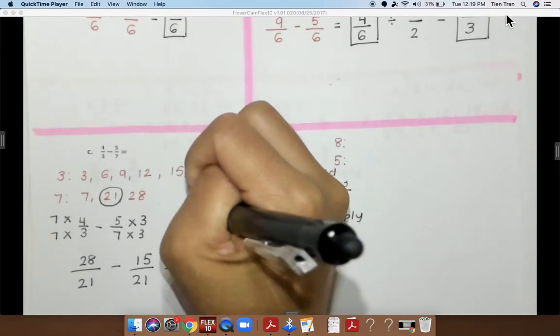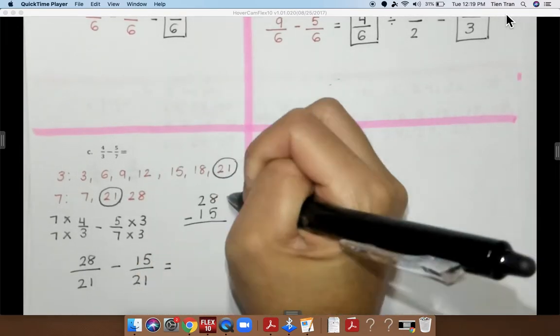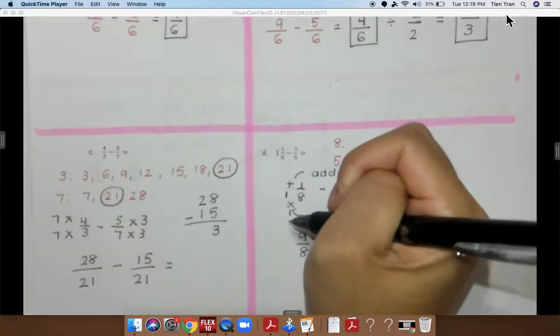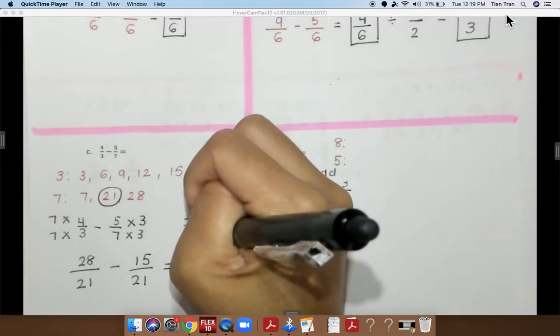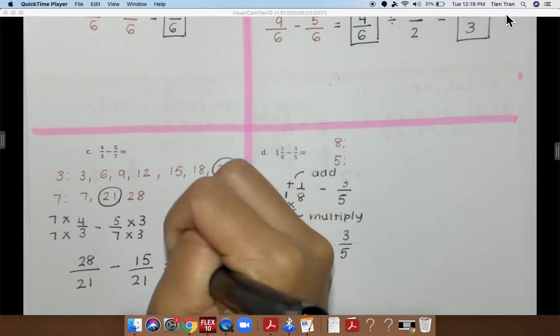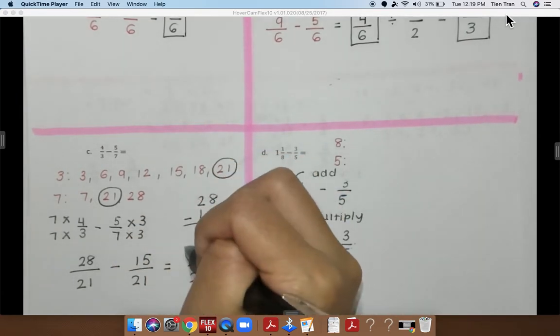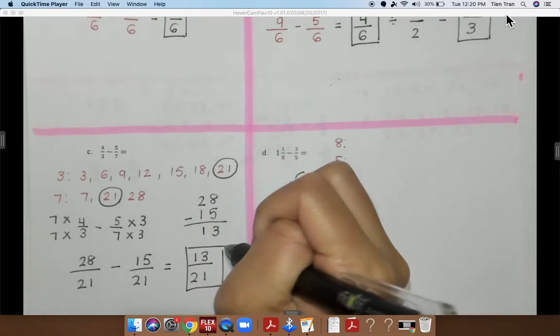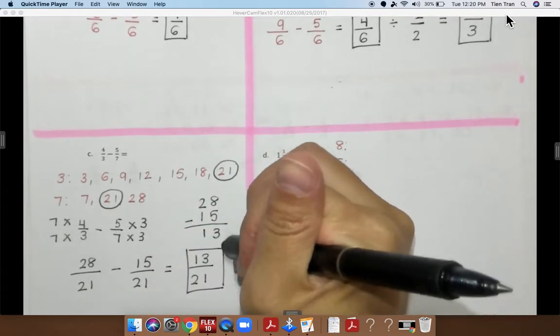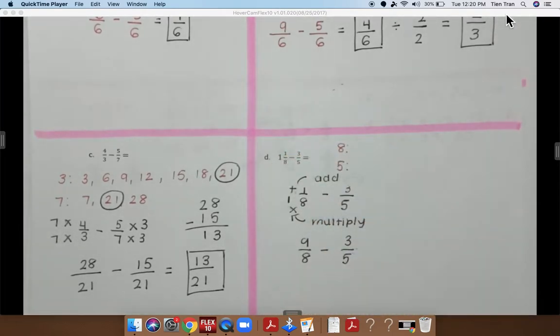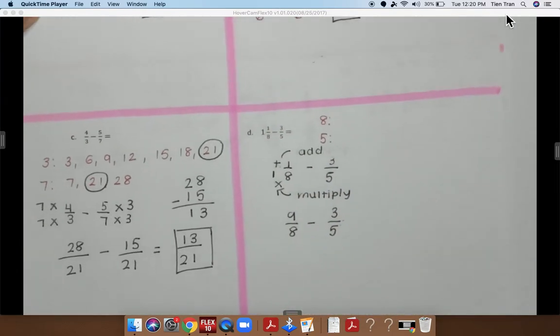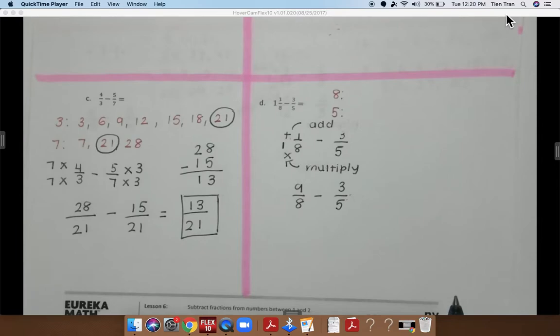So I'm showing you here 28 minus 15. 8 minus 5 is equal to 3, and 2 minus 1 is equal to 1. So I have 13/21. Okay, and that is my final answer because I can't divide this number any further than that. I can't divide it by 2, I can't divide it by 3, 4, 5. So 13/21 stays the way it is.